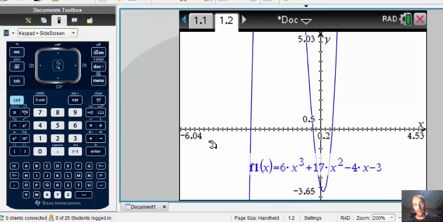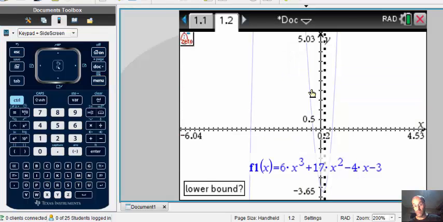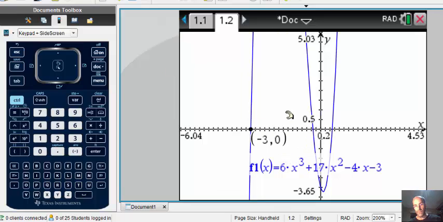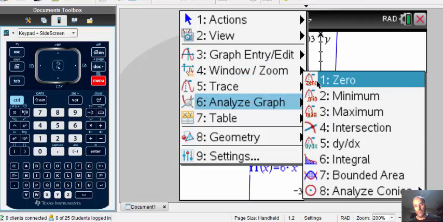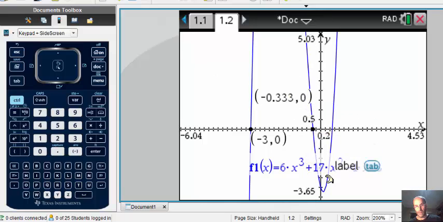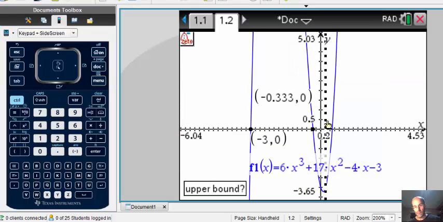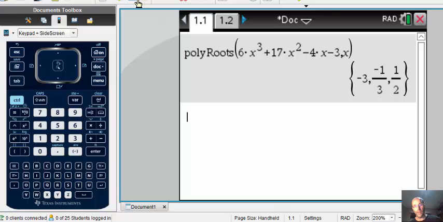The other way is to plot the function, and then hit menu, analyze graph, and we're looking for the zeros because the zeros are the solutions. Remember that? So lower boundary, upper boundary, -3 is one of the answers. Do it again. Analyze graph, zero, either side, and look, a decimal approximation of -1/3. One more time. Analyze graph, zero, and look, we got a half. So that matches -3, -1/3 and a half.